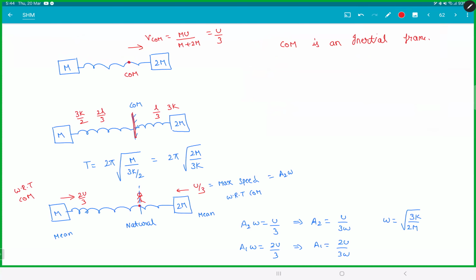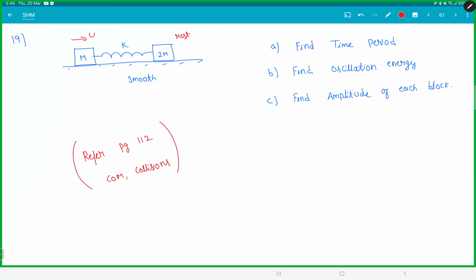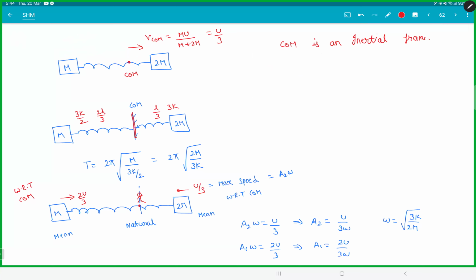But how did we get this? This is the process. Any doubts on this? The question is still not over. Find the oscillation energy. How do you find that? So total energy and oscillation energy. We had a discussion about this.